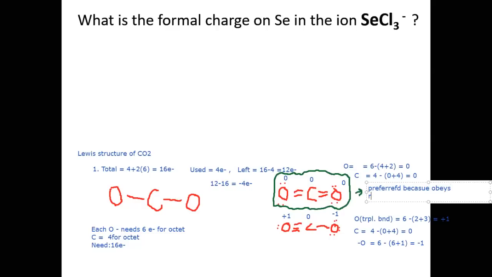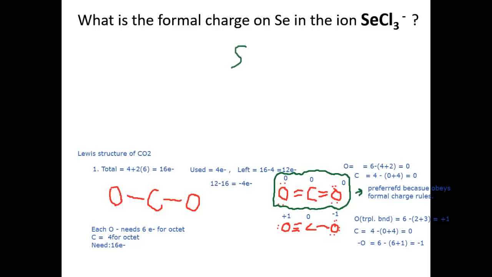The formal charge rules. So formal charge rules trump or supersede octet rules. That's why the carbon dioxide with two double bonds is preferred over the carbon dioxide with a triple and single bond. Now let's go back up top and answer the question that was given to us.